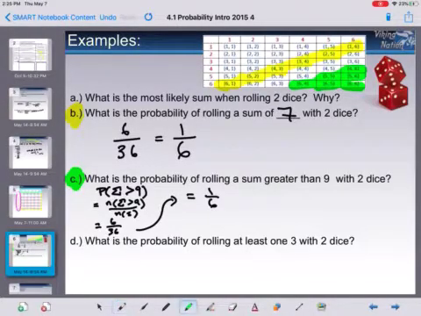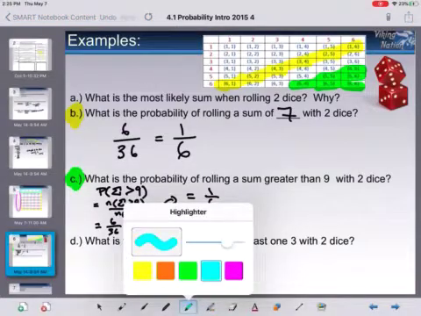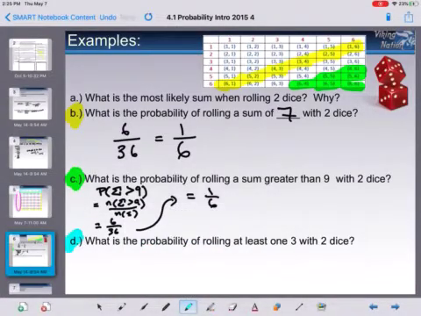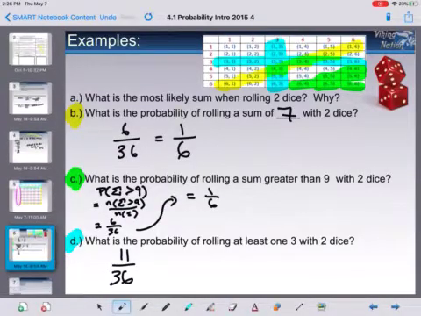Probability of rolling at least 1 3 when rolling 2 dice. At least 1 3, well, all of these have a roll of 3, and all of these have a roll of 3. I'm counting the 3 3 because it has 1 3, it just also happens to have another 3. So that one I ended up highlighting 11 out of 36. Okay, moving on.